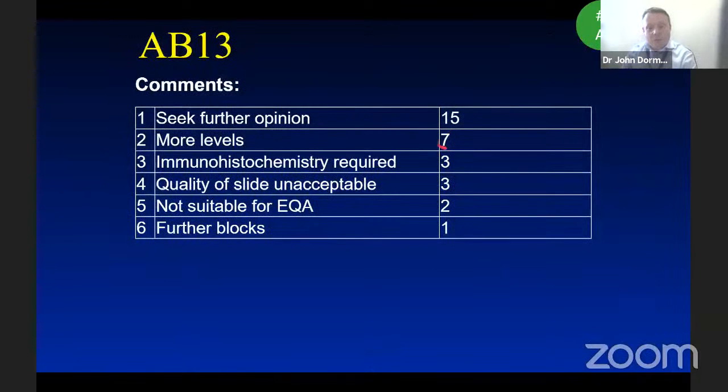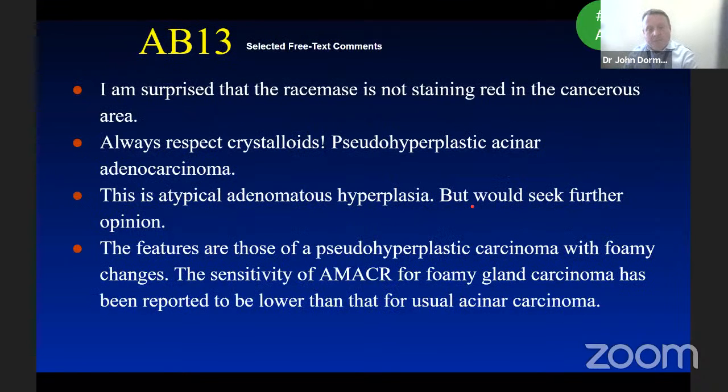So comments-wise, 15 people wanted a further opinion, but after that, only 2 people thought it wasn't suitable for the EQA, so that's fine. A couple of people said they're surprised that the racemase wasn't staining red because it looked like a cancerous area. Someone pointing out that crystalloids kind of pointed them towards it being adenocarcinoma.